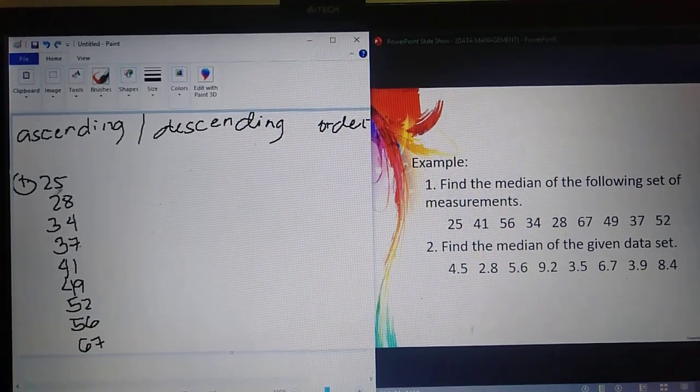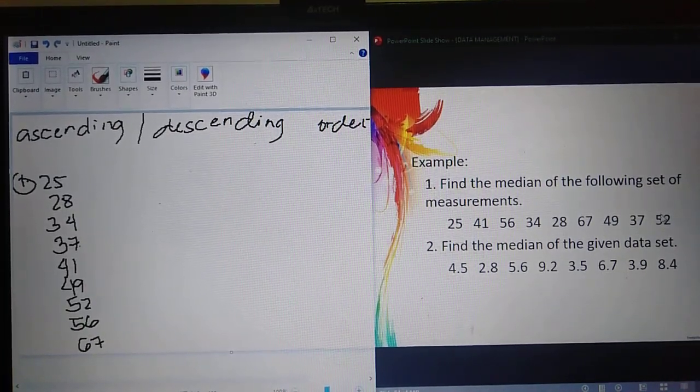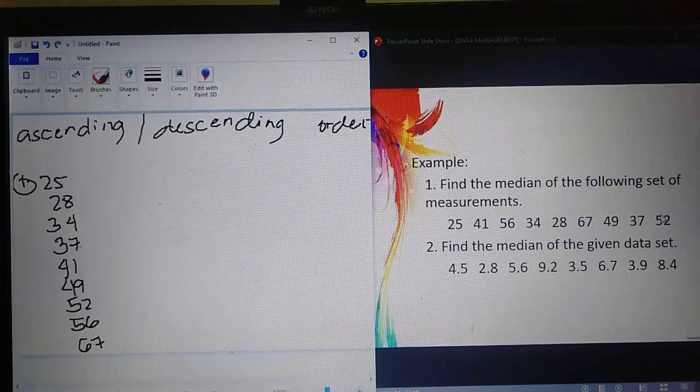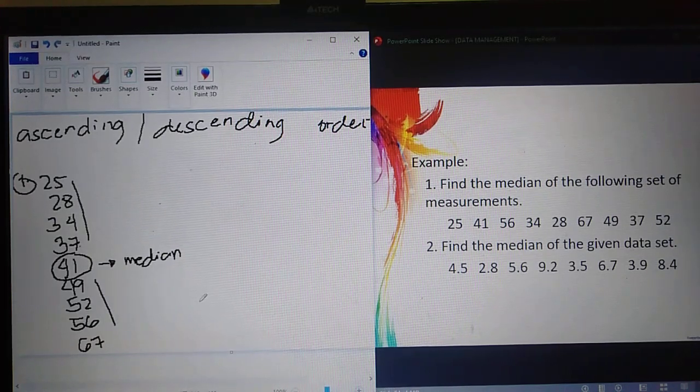Ilan ba natin total dito? 1, 2, 3, 4, 5, 6, 7, 8, 9. Okay, 9. So, since odd yung bilang niya, 9, madali lang. Kunin mo lang yung pinakagitna. Yung pang-limang number, which is 41. Ayan, 41. That is the median. Pinakagitna. Apat dito, tapos apat din dito, yung pinakagitna, that is the median.